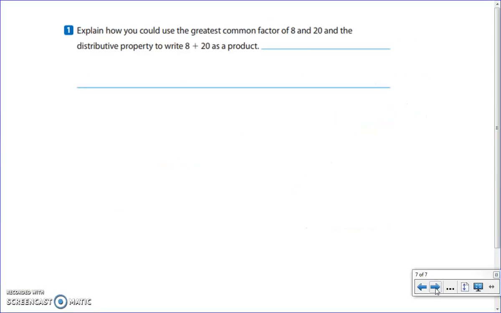It says explain how you could use the greatest common factor of 8 and 20 and the distributive property to write 8 plus 20 as a product, meaning using multiplication. That means multiply. So if I thought about 8 plus 20, I would think about what their greatest common factor is. And so for today, since there's not a lot of homework problems, let's actually list the factors for each number that we're using. 1 and 8, 2 and 4. I'm just going to put 8 right there. Those are the factors of 8.